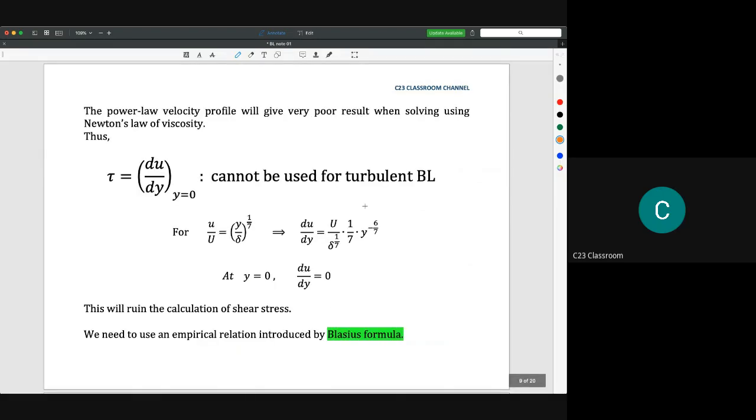However, the calculation is actually totally similar to the von Karman calculation for the laminar boundary layer. Please bear in mind that von Karman can be used for turbulent and also laminar. But Blasius can only be used for laminar. So von Karman can be used for laminar and also turbulent.